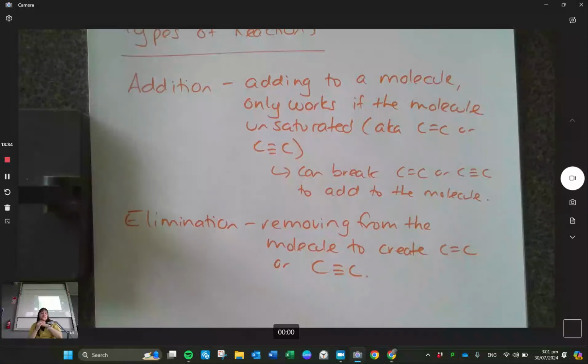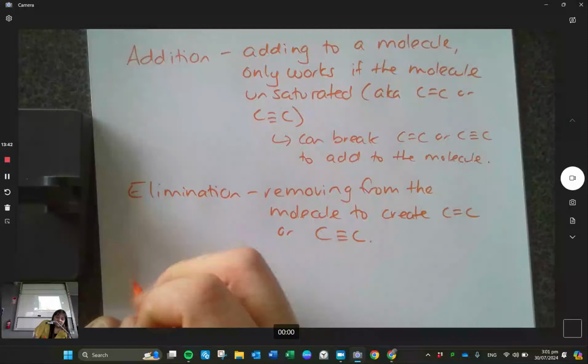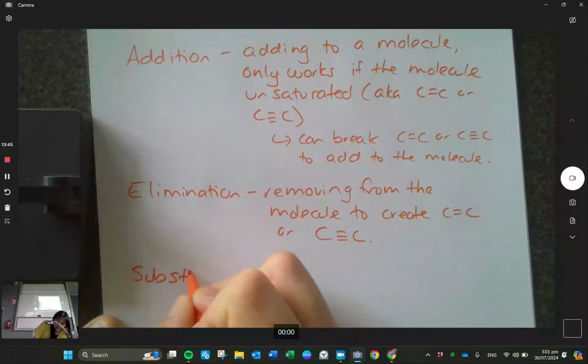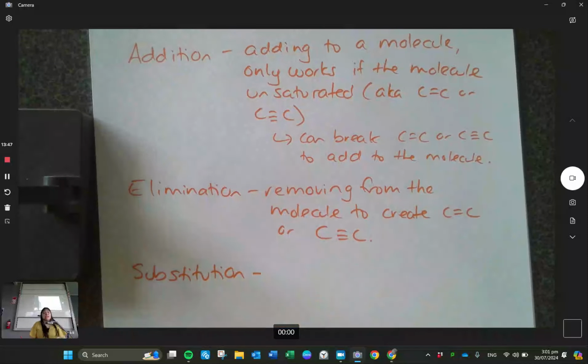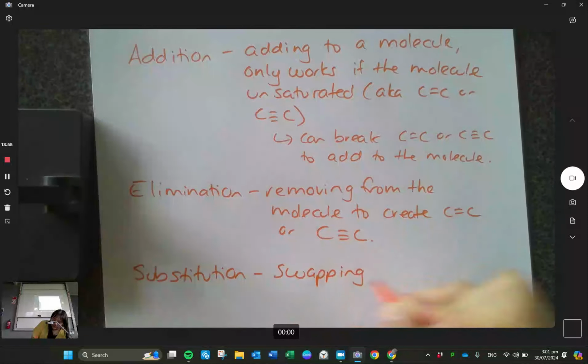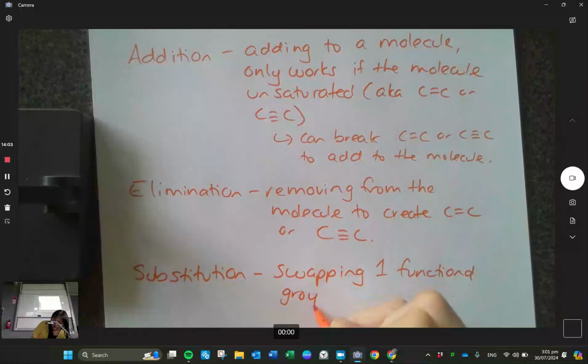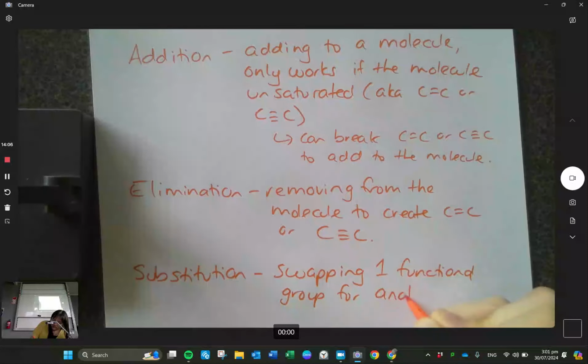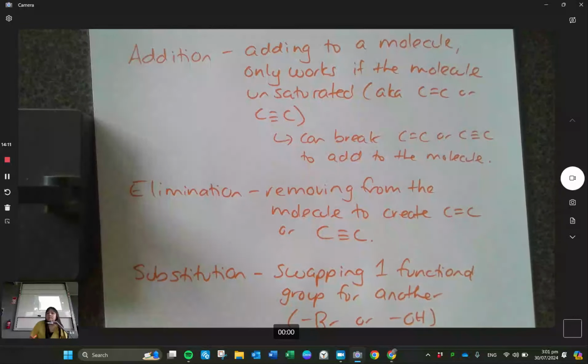All right? There's a couple more. Do you want me to talk about them now or hold off? Now? Okay. Another one that you might see is substitution, which again sounds like what it should be doing. You are swapping out one functional group for another. Say, for example, I swap out a Br for an OH. That's substitution.